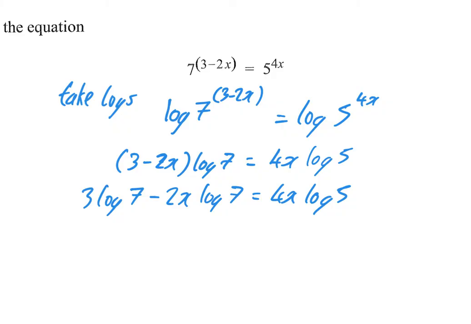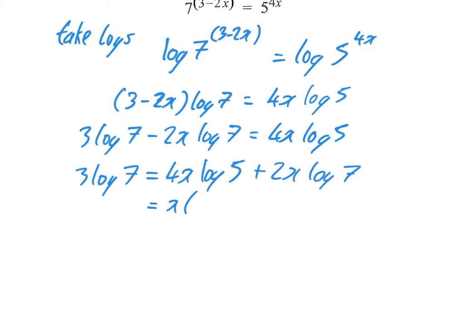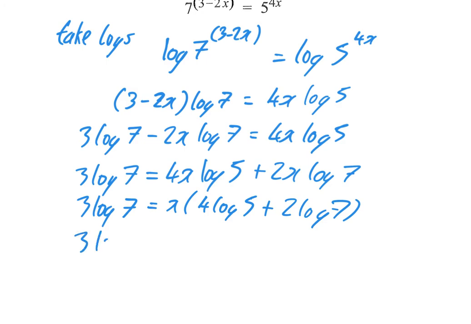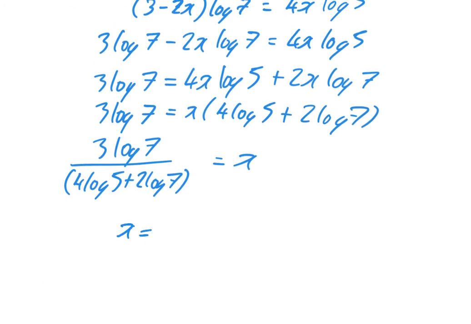Bring all the x terms to one side. I'm going to fire all my x terms to the right hand side to make them positive. So that's 4x log 5 plus 2x log 7. And then factorize, pull an x outside of bracket. Sorry, I'll write that down again. Factorize, pull an x outside of bracket leaves you 4 log 5 plus 2 log 7. And then divide across by that. You'll have your 3 log 7, nice horizontal line, divided by 4 log 5 plus 2 log 7 is equal to your x. Fire that into your calculator to get what your x is equal to.